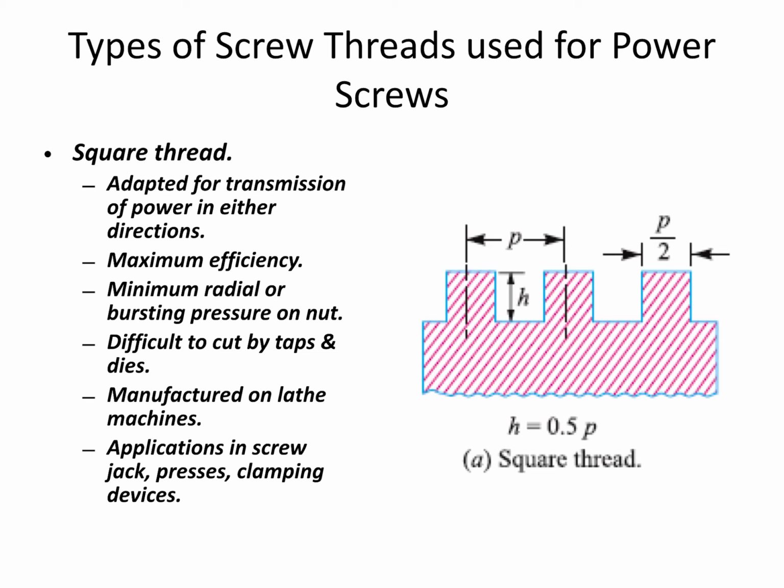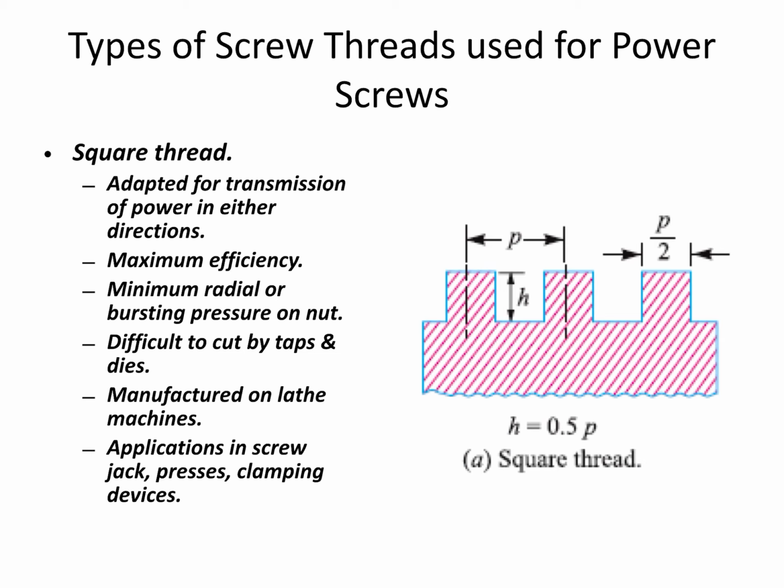square threads. But as we see, these threads are perfectly square and vertical walls are there. Because of that, these threads cannot be manufactured easily by the use of simple taps and dies. As we know, threads can be cut with the help of taps and dies, but this type of thread cannot be cut with taps and dies, and we need to manufacture it on the lathe machine itself. So a machining operation is needed and the manufacturing is comparatively difficult, we can say.